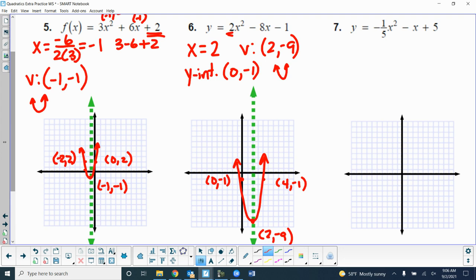All right, number 7. Up or down? Down this time, right? What's my axis of symmetry? Jordan, what'd you get? I got -0.1. You guys agree with her? No? Brock, what do you say? I got 2.5. You guys agree with him? Taylor? I got -2.5. That's what I got. Let's check it.